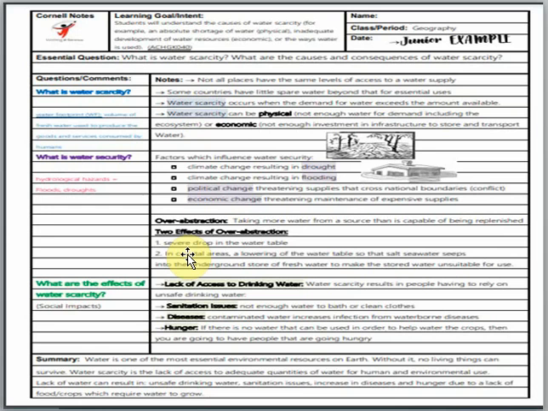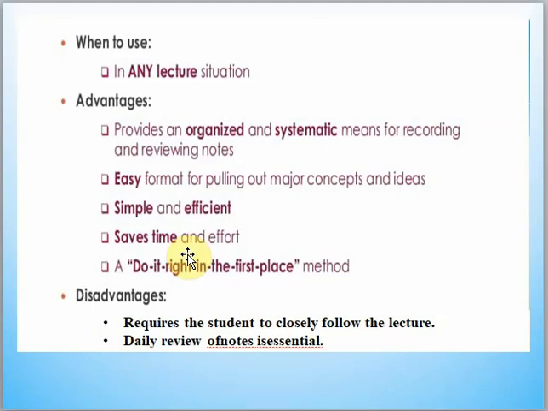Sorry, I'm unable to read it. Lack of access to drinking water, sanitation issues, hunger, all these are because of the water scarcity. They have given these on the right side and questions on the left side, and at the bottom they have given a summary of that topic. In this way you have to make your own notes in the Cornell method.